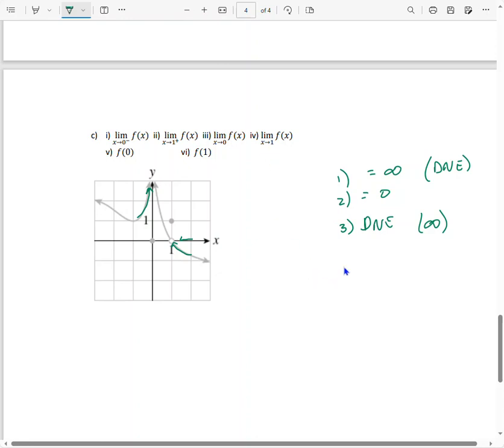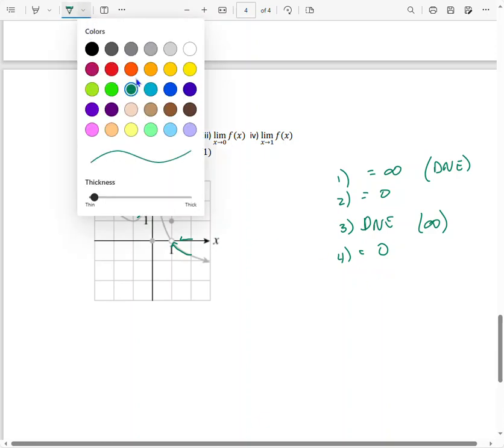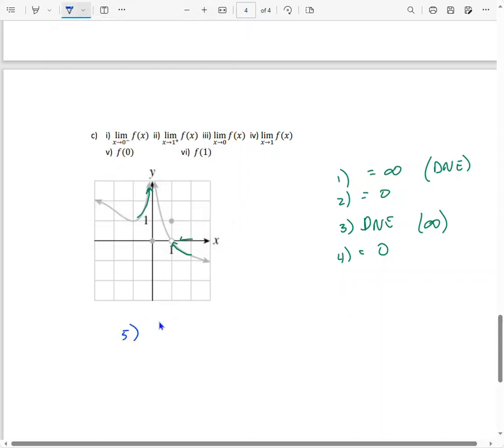Limit as x approaches 1. As x approaches 1 from either side, from both the right and from the left, the y values both approach 0. However, let's mix it up a little bit. Number 5, f of 0 is undefined. Oh, that's not true. F of 0 is equal to 0, right? This is f of 0. And f of 1 is equal to 1.